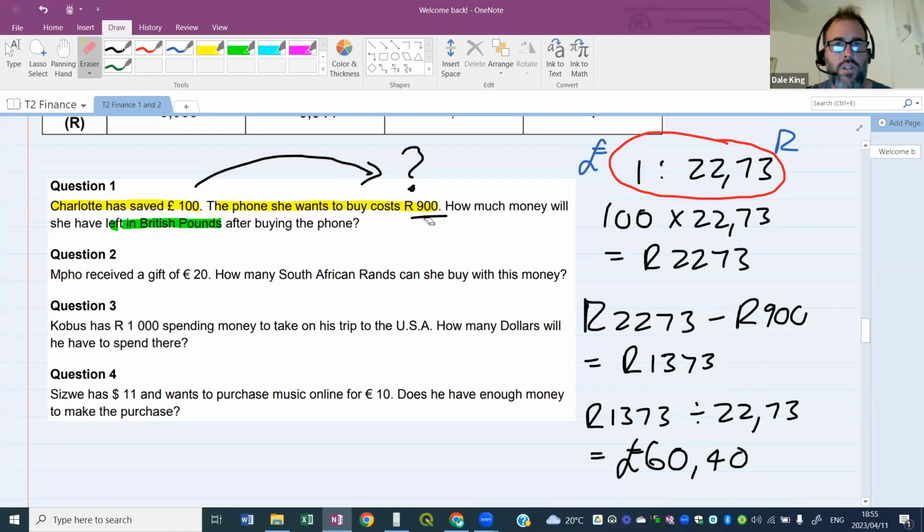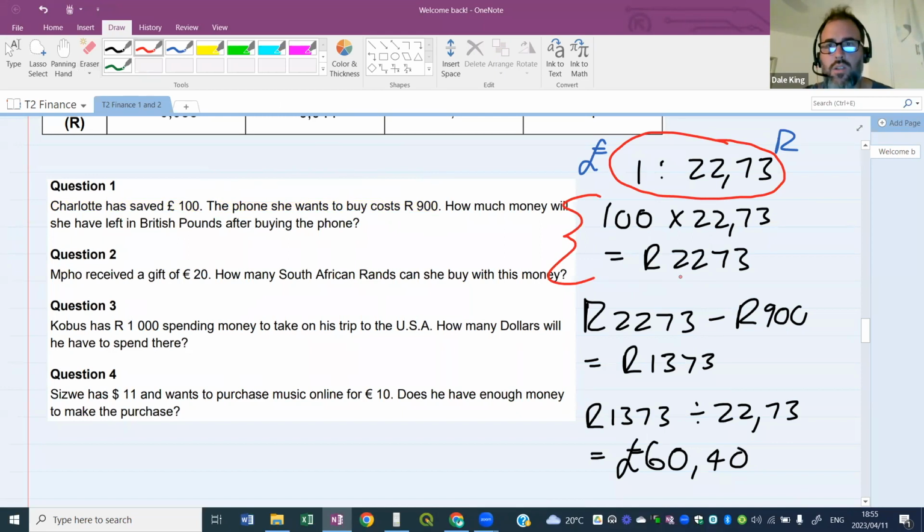It's understanding the question. So let's look at the question again one more time and see why we did what we did. Charlotte has £100. She wants to buy a phone that costs 900. Does she have enough? We changed the pounds into rands. That was this step here. And we see she's got lots of rands. She's got 2,273, because we times by 22,73. Then we take off the phone money. She buys the phone for 900 rand, which is this step here. This is how many rands she has left over.